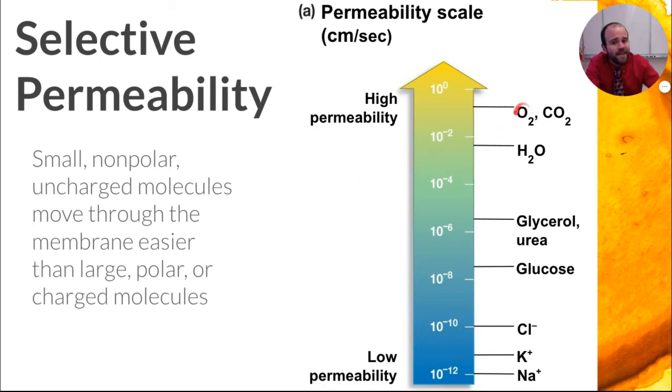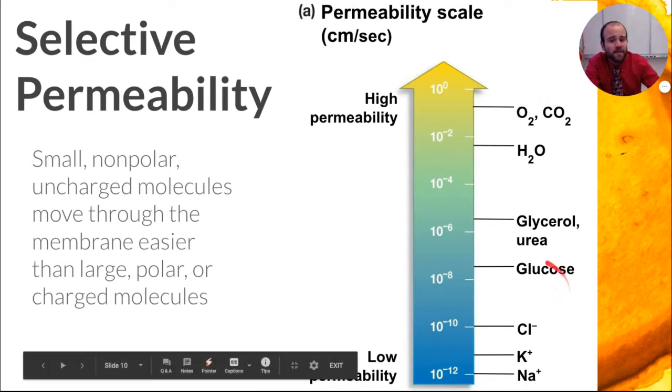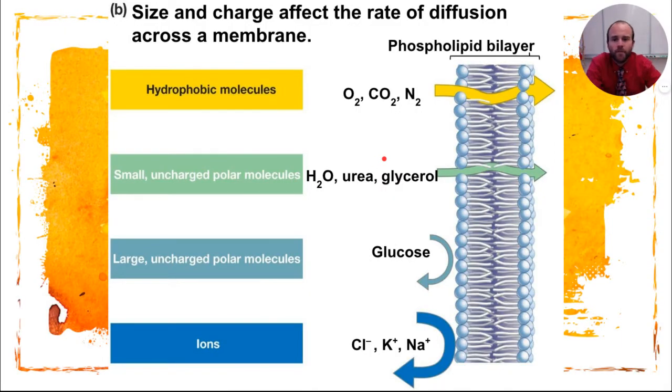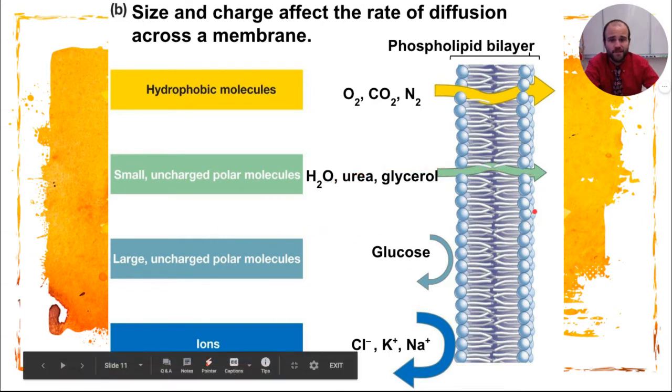So small particles like oxygen are really, really highly permeable. Low permeability are big things like sugars or ions that have a charge. You may say, wait, water, that's polar. Why is it able to get through so easily? Well, we're going to talk about that here in just a little bit. So hydrophobic molecules drift right through. Small and uncharged polar molecules can make it through with a little more difficulty. Large molecules, they're getting bounced, and ions, you better believe they're getting bounced.